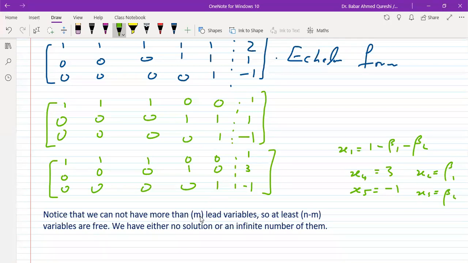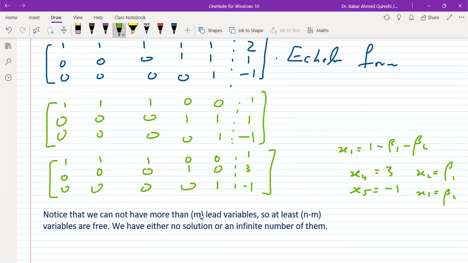In each row, you can have only one lead variable. A row will not have a lead variable when it is completely 0. When it's not completely 0, the first number you encounter is the leading number, and if you encounter it in, let's say, the rth column, then the rth variable is the lead variable. Now over here you had only 3 rows, so you can have only one lead for each row. But you had 5 variables, so 2 had to be free.